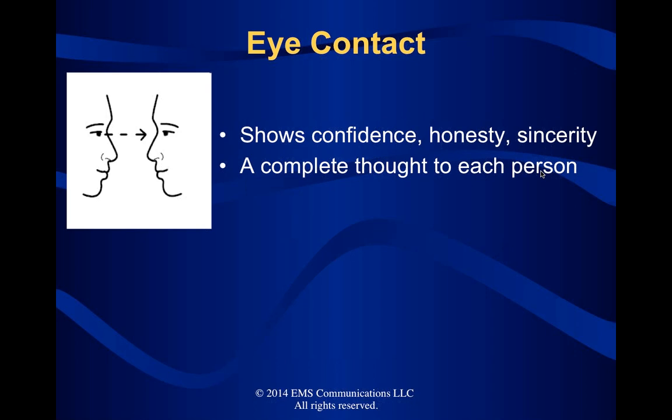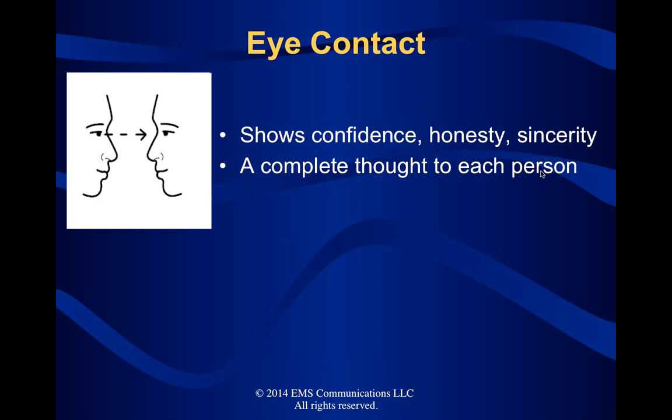Best way to think about it is to give each person a complete thought of eye contact. You give one thought to one person, next person gets the next thought, the next person gets the next thought. But how do you determine what's a thought? The best way to think about it is with punctuation. Anytime there's a comma or a period, that's the end of a thought. Or a question mark, an exclamation point. End of a thought. And that's when you switch from one person to another.